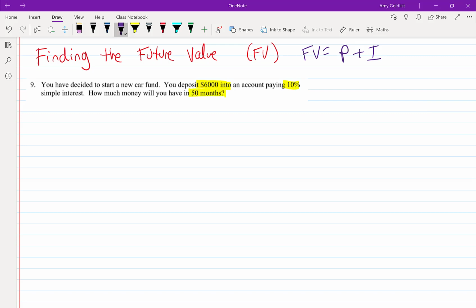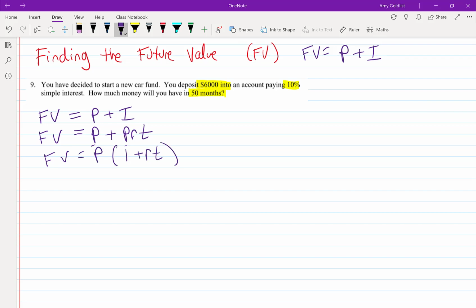Okay, so let's look at this. Future value is principal plus I. I equals PRT. That means that future value is principal plus principal times RT. What we can do is factor out this P. And we get 1 plus RT.